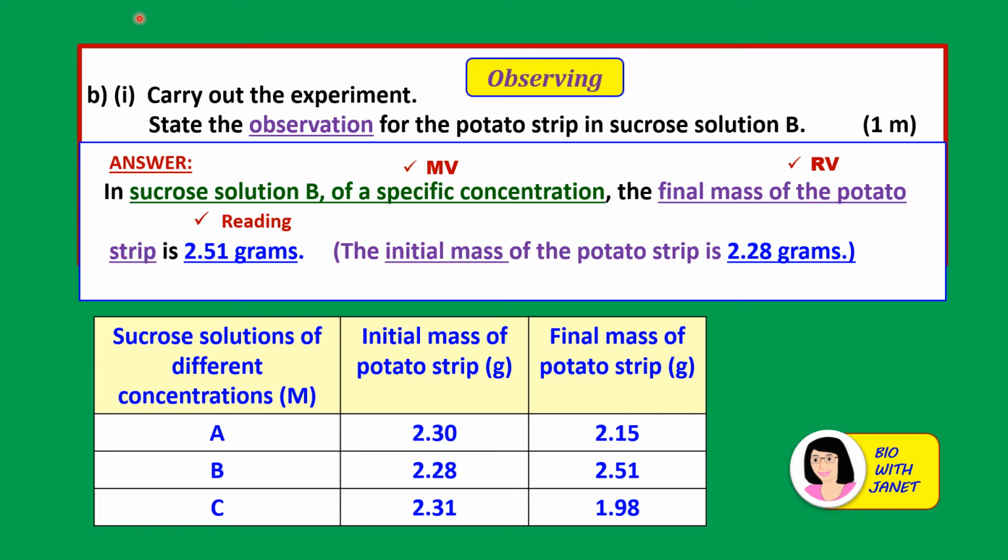Now, this initial mass can also be written down. So it's for the sucrose solution B here. Don't give the wrong observation for the wrong sucrose solution.